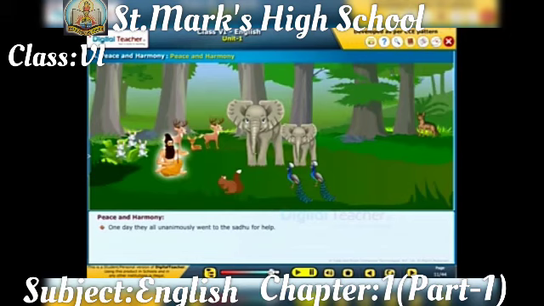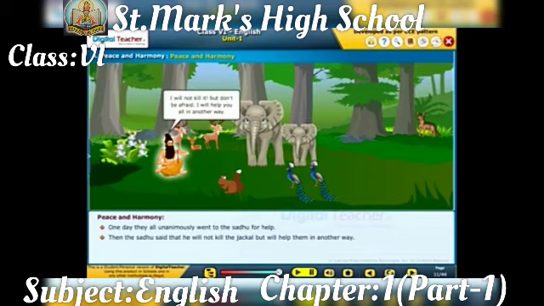One day, they all unanimously went to the sadhu for help. "Oh Sadhu, please kill the jackal and save our lives." Then the sadhu said that he will not kill the jackal but will help them in another way. "I will not kill it, but don't be afraid. I will help you all in another way."